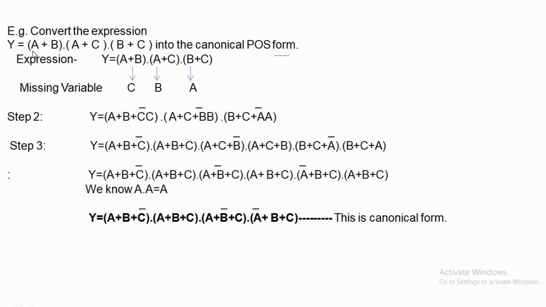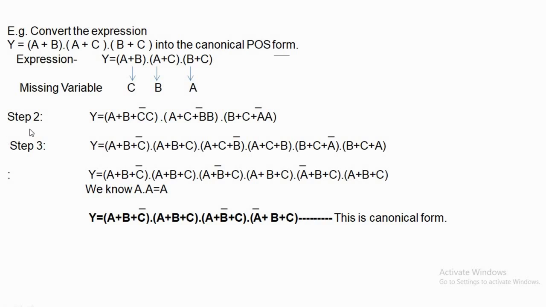So your equation is y is equal to (a plus b) into (a plus c) into (b plus c). You have to convert this equation into canonical POS form. So first find out how many variables are there in this equation: a, b and c. So 3 variables are present in this equation. So first step, find out the missing variable. In the first term c is missing, in the second term b is missing, and in the third term a is missing.